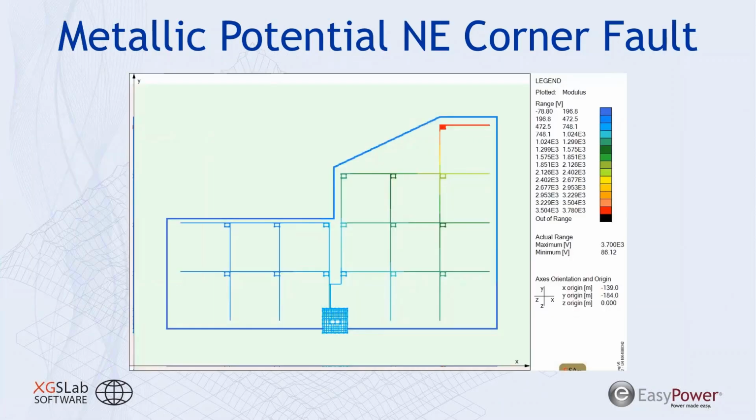Now let's look at the northwest corner, or the northeast corner, excuse me. So this location actually has the lowest fault current magnitude, but it has a little bit longer clearing time.